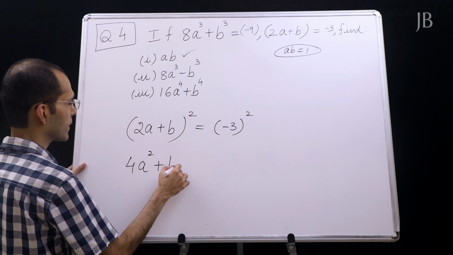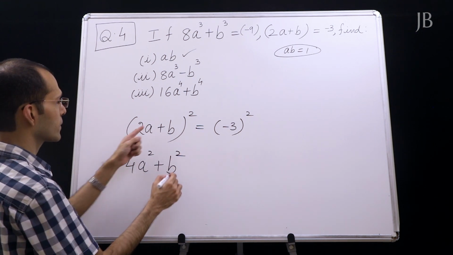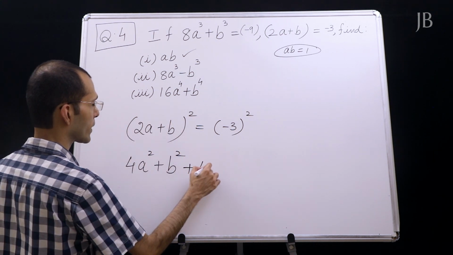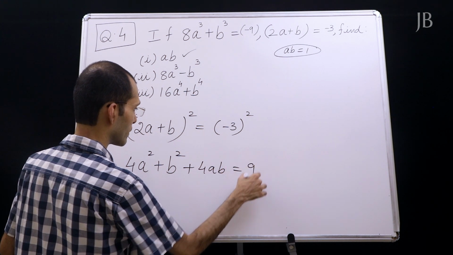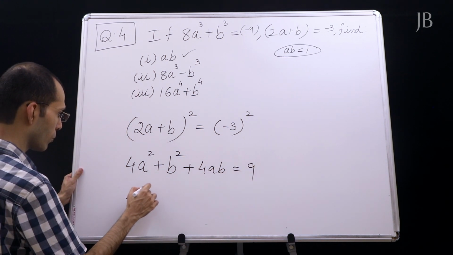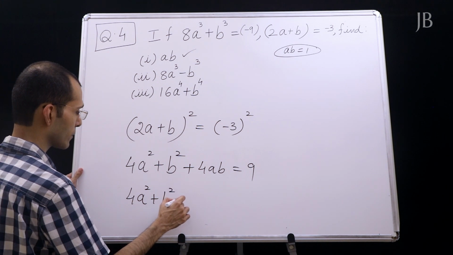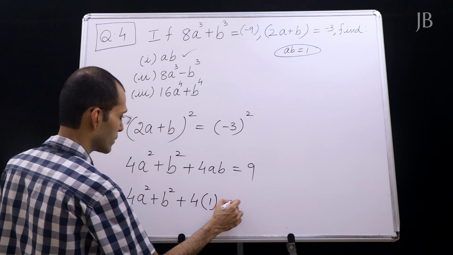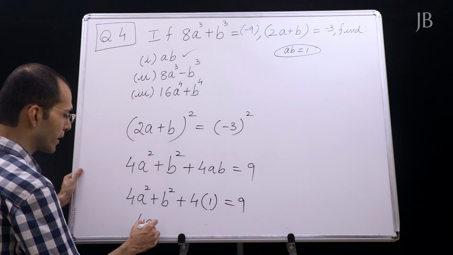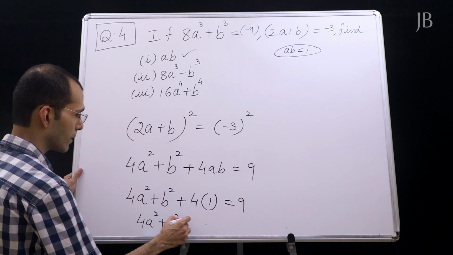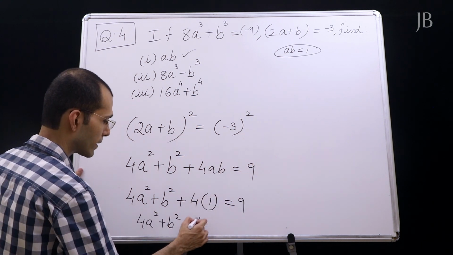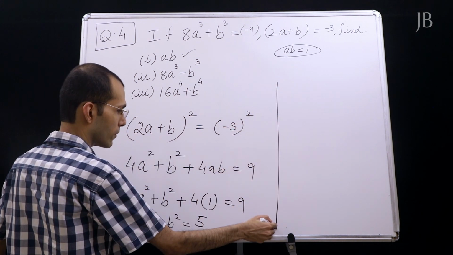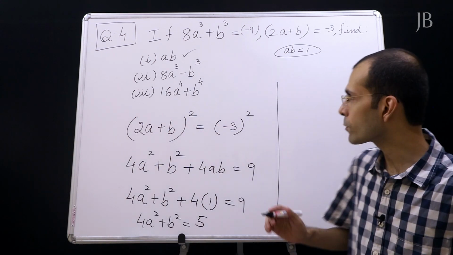4a square plus b square, then first term into second term into 2 is a plus b the whole square. So that will be how much? Plus 4ab is equaling 9. Now 4a square plus b square plus 4ab. ab was 1, so we can substitute. So 4a square plus b square will be 9 minus 4, that is 5. So now we have obtained the value of 4a square plus b square.